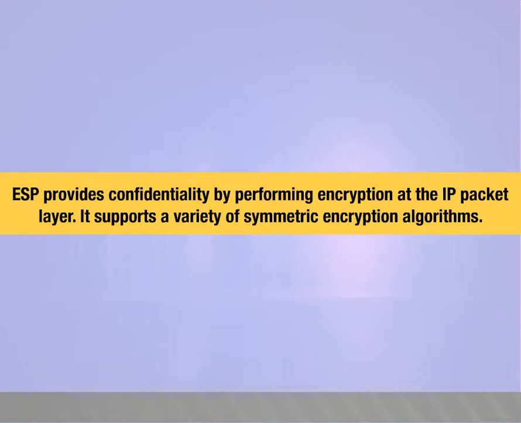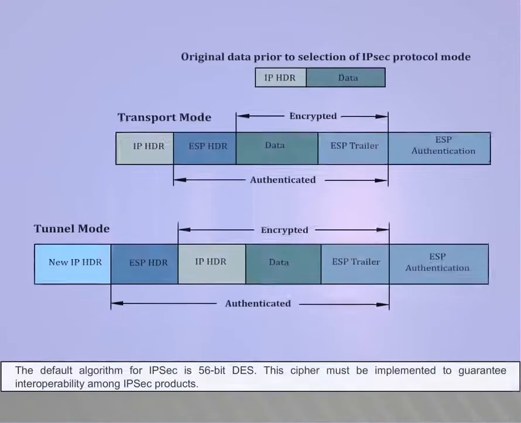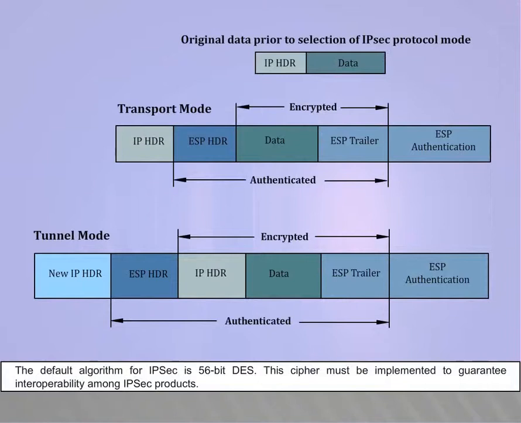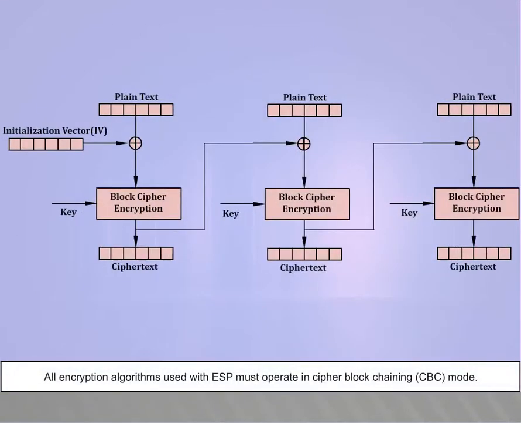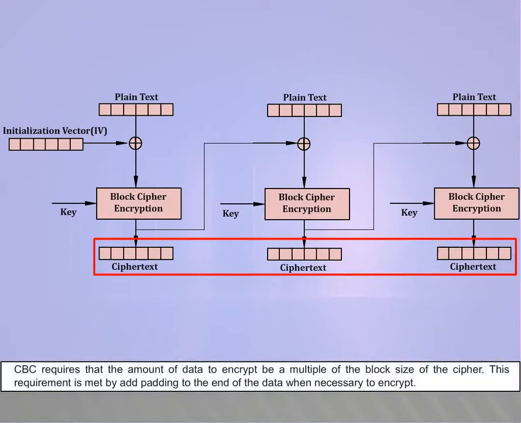ESP provides confidentiality by performing encryption at the IP packet layer. It supports a variety of symmetric encryption algorithms. The default algorithm for IPsec is 56-bit DES. This cipher must be implemented to guarantee interoperability among IPsec products. All encryption algorithms used with ESP must operate in cipher block chaining CBC mode.